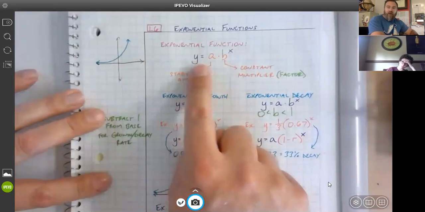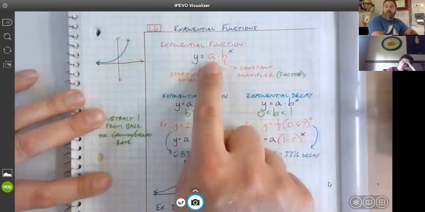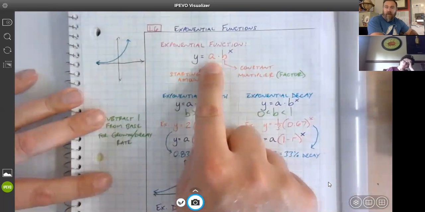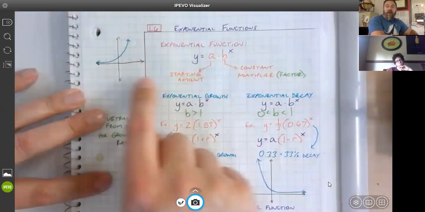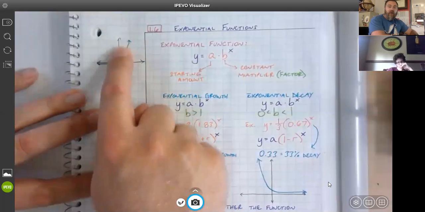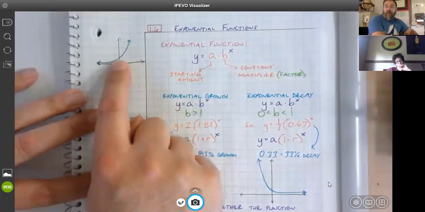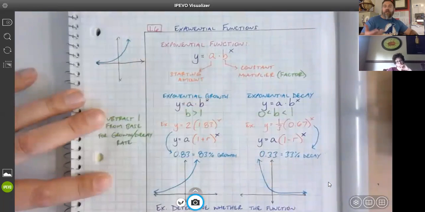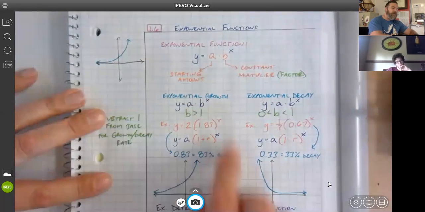Graphically, within just this form right here, a also represents a y-intercept, because it's a starting amount. It's, all right, if I'm starting at 0, what's my starting value? That's what it means by starting amount. Initial amount, starting amount, whatever you have.